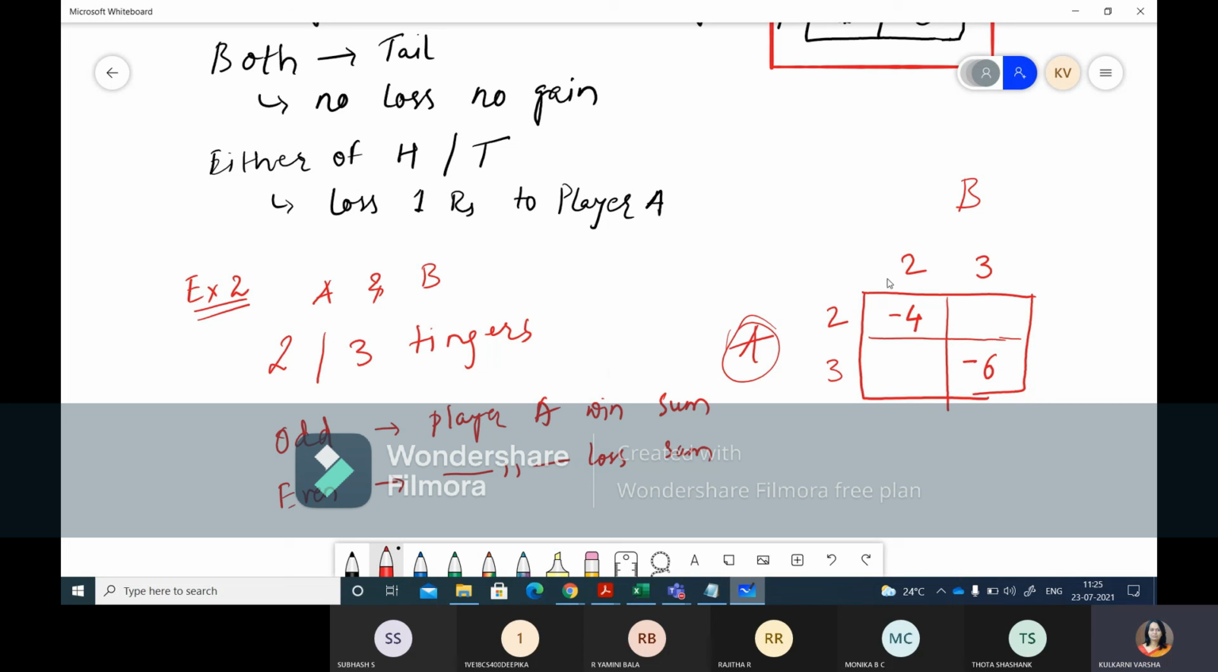If one is showing two fingers and the other is showing three fingers, where the sum is odd, this will be 2 plus 3, it will be 5. Then that much will be the gain for player A. So this will be plus 5, and this is also plus 5. So this is nothing but a payoff matrix. Are you getting this? Is it clear?